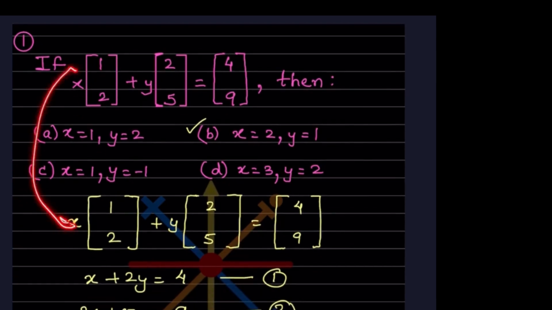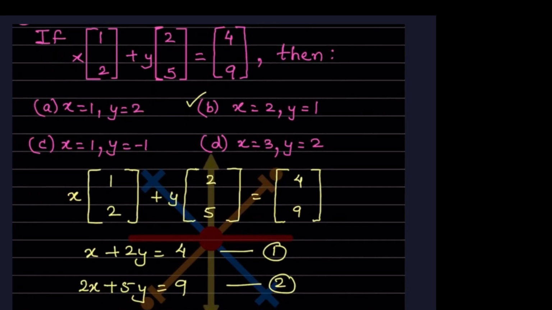So same thing, I brought it down over here, and first I solve this one. So this will be x into 1 will be x, then plus 2y, and this is 4. So x plus 2y is 4. This is the first equation. Then the second equation, this into this into this is 9. So 2x plus 5y is equal to 9. So this is equation number 1, this is equation number 2.